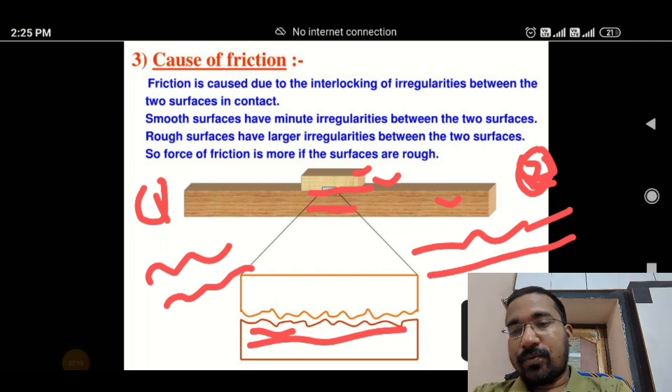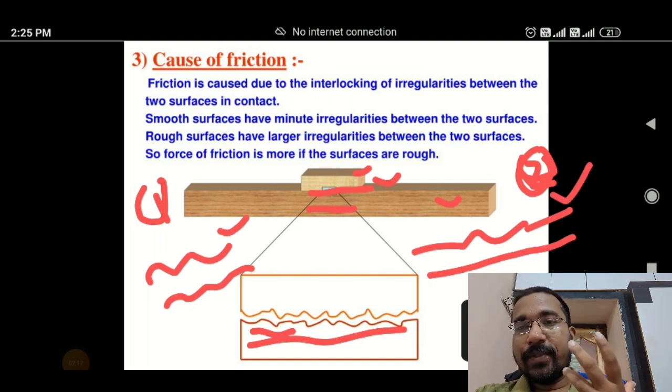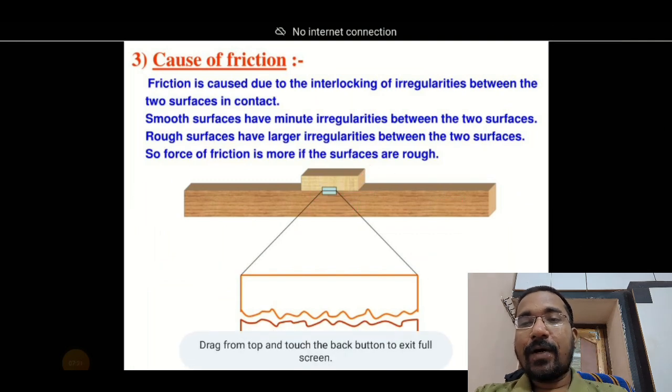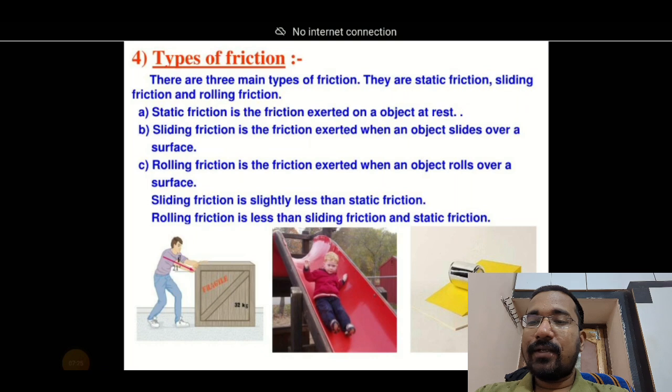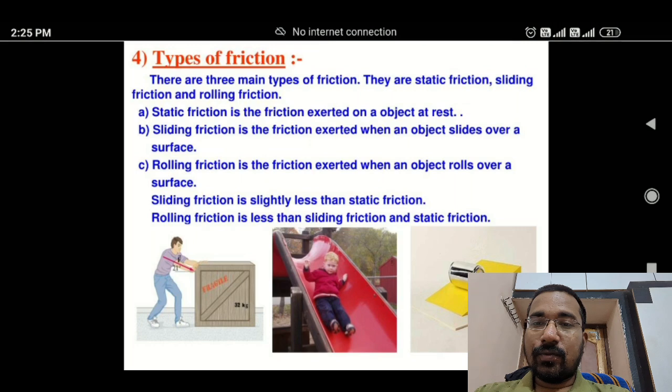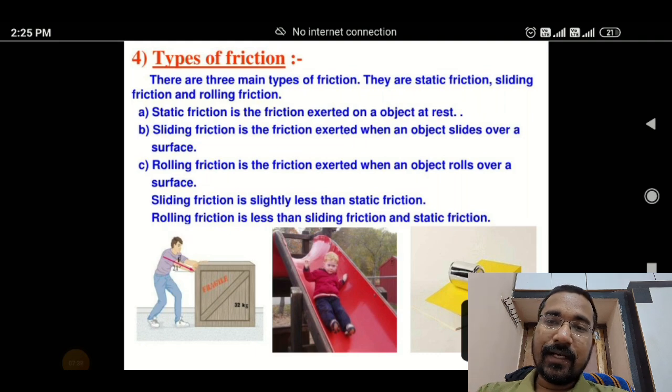If rough surface 1 or 2, where is there more interlocking, or more friction? Okay, very good. The first one, because there is more interlocking, and in the second one there is less interlocking. Okay, so there are types of friction. First is static friction, second is sliding friction. Here it is the static friction.